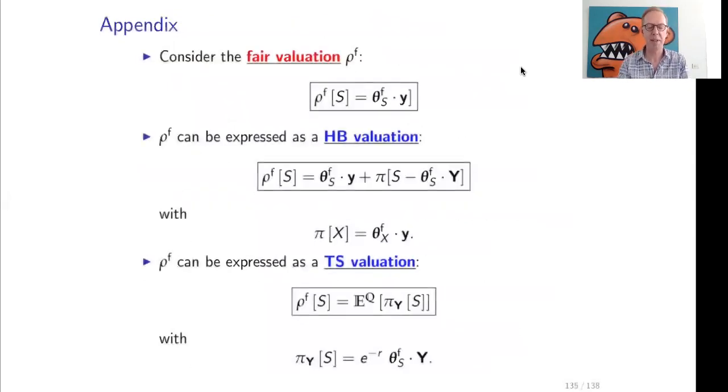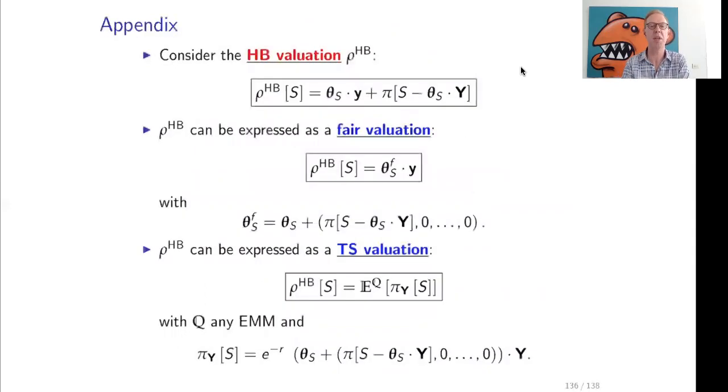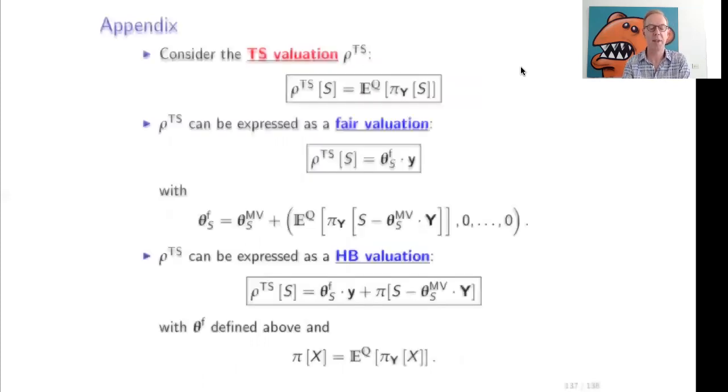Then there is an appendix. We have seen that any fair valuation is a hedge-based valuation and is a two-step valuation. So here we show how a fair valuation can be expressed as a hedge-based valuation and how a fair valuation can be expressed as a two-step valuation. And also starting from the hedge-based valuation, here we show how you can transform this hedge-based valuation into a fair valuation and a two-step valuation. And finally, we also look at, starting from the two-step valuation, how do we transform it into a fair valuation and a hedge-based valuation.